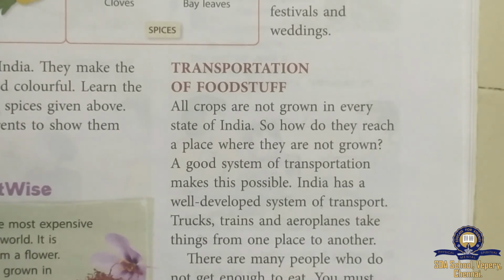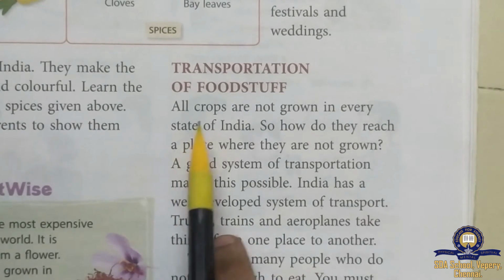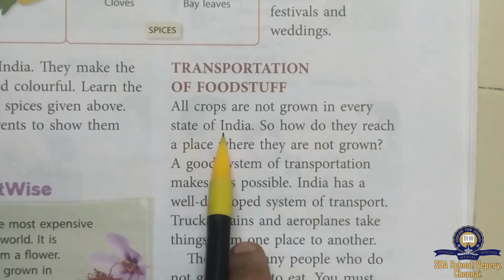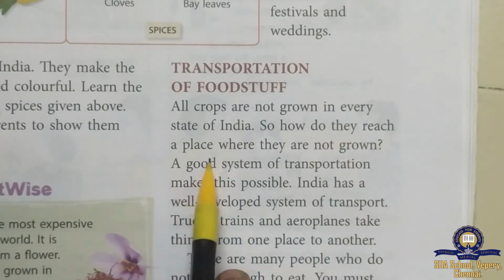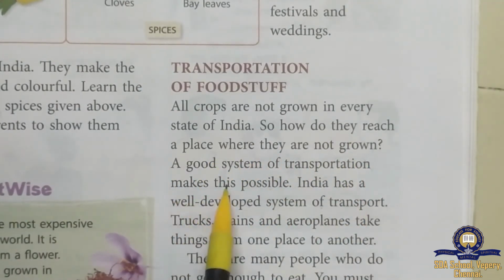For example, apples are grown largely in Jammu and Kashmir. If you want them in Tamil Nadu, how can they come? Only through the transport system. For that, transportation is very important. A good system of transportation makes this possible. India has a well-developed system of transport.